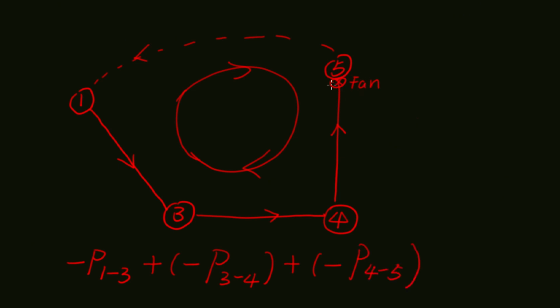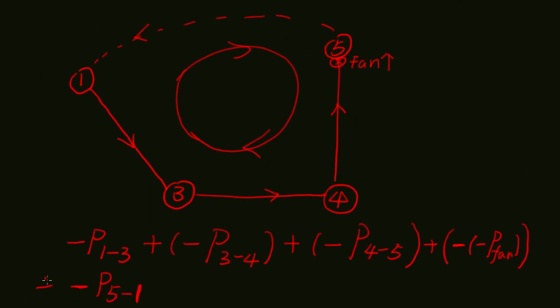And remember, there is a fan. The fan flow direction is also that way. So plus the fan flow direction is also opposite to my defined positive direction. That's one negative sign there. And the fan provides a pressure rise, which can be treated as a negative pressure drop. So negative pressure drop of fan plus negative pressure drop from 5 to 1 equals 0.